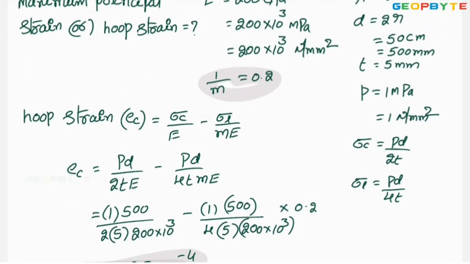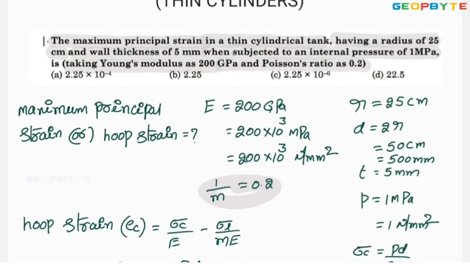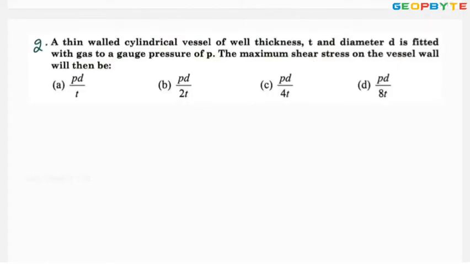Look at the options. Look at the option C. Option C is 2.25 into 10 power minus 6. No, option C is not correct. Look at the option A, 2.25 into 10 power minus 4. Therefore, option A is absolutely correct. I hope you understood. Let us go for the next problem.